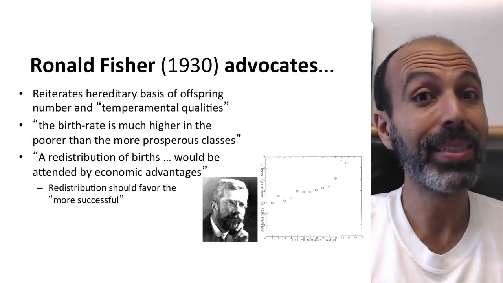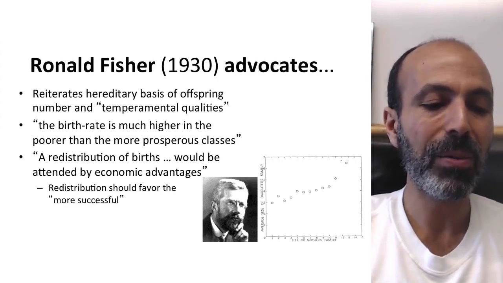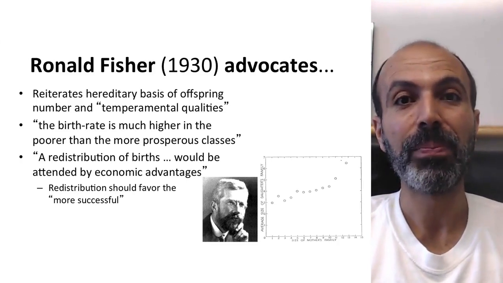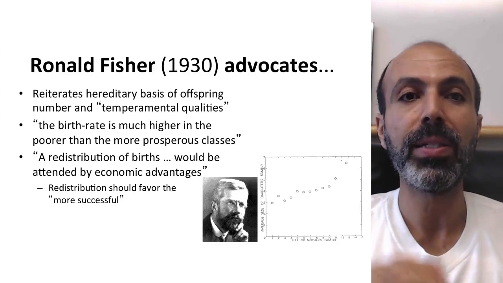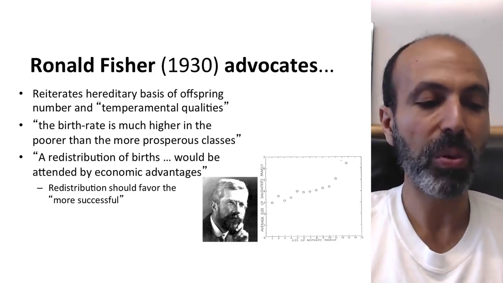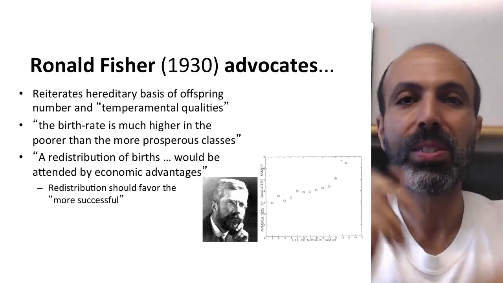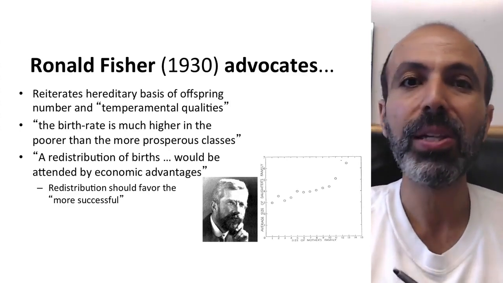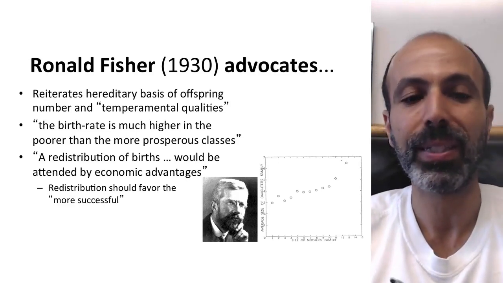So what he suggested, and this is again the questionable area, is that the redistribution of births would be attended by economic advantages. That essentially the more prosperous should be allowed to have more kids, and in some way we should hold back reproduction from the poorer classes. That this redistribution should favor the more successful. These are all very subjective qualities. The more successful, the more fit, all these kinds of things.